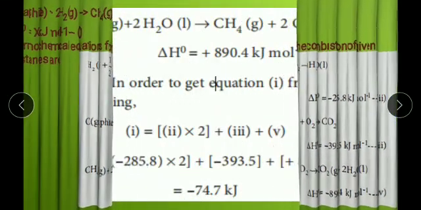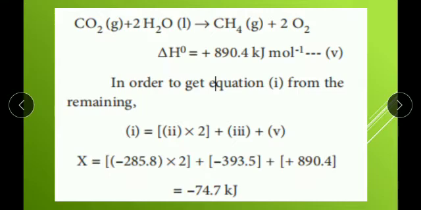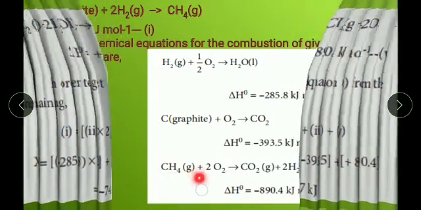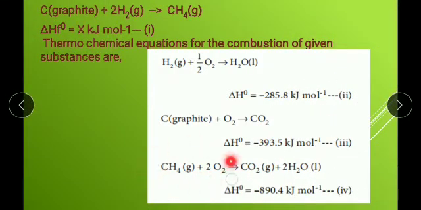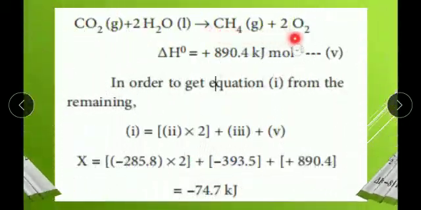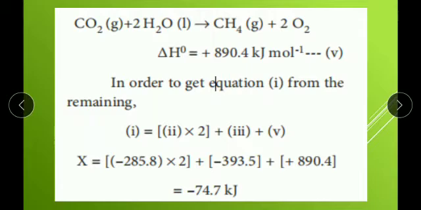Next we move to the substitution. CO2 plus 2H2O, we are getting CH4 plus 2O2. In the previous equation, the CH4 plus 2O2 was on the reactant side, isn't it? But here there is a formation of methane and 2O2. CO2 and 2H2O combined, we are getting CH4 plus 2O2.